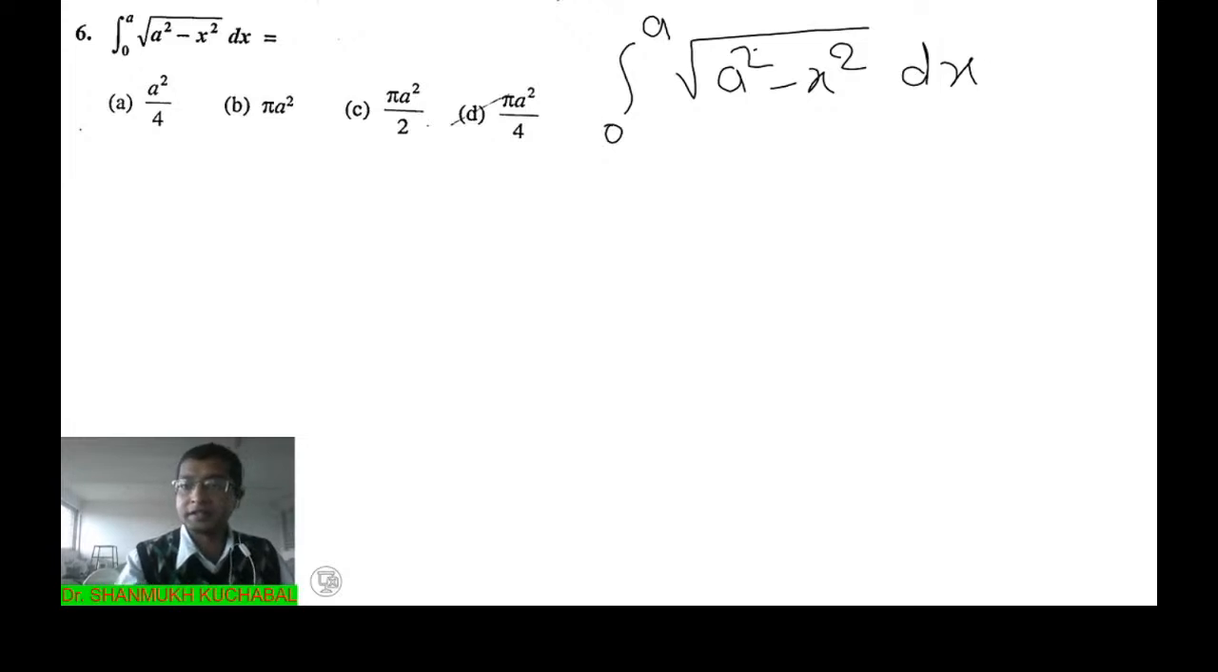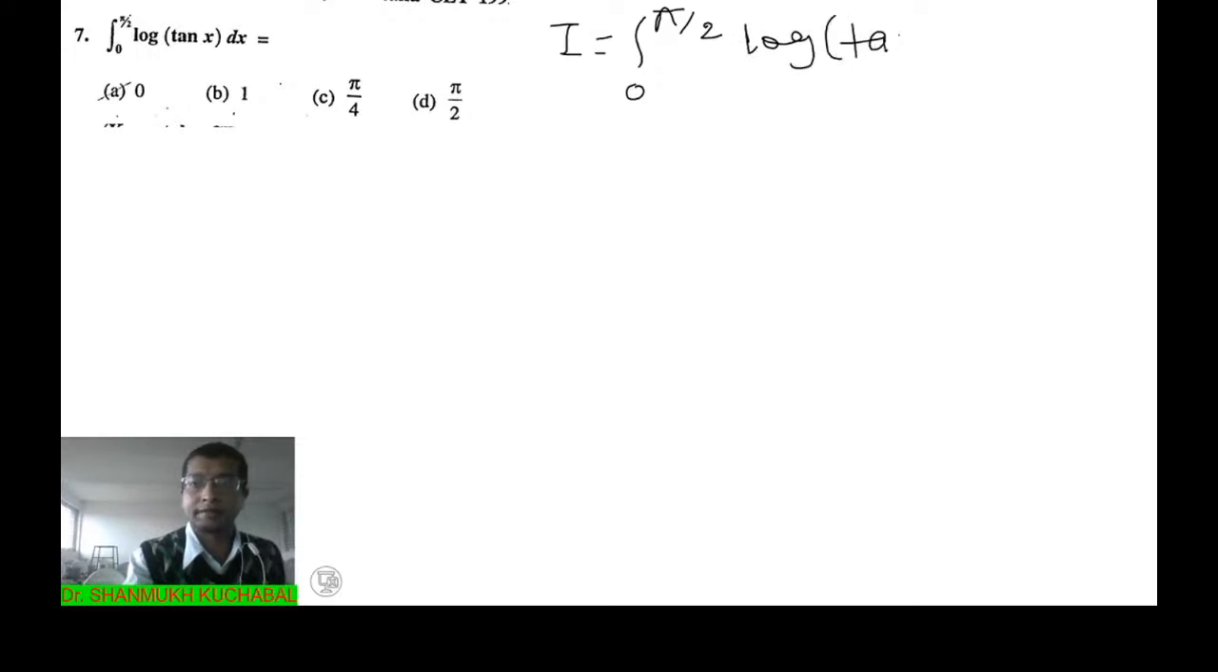So this is a standard function. It is πa²/4. Therefore option D, πa²/4, is the right answer. Okay, we move to our next example.